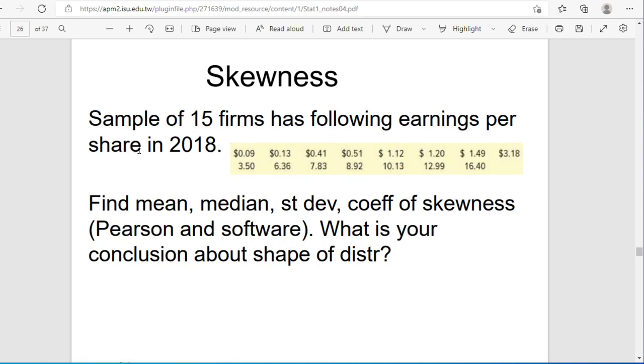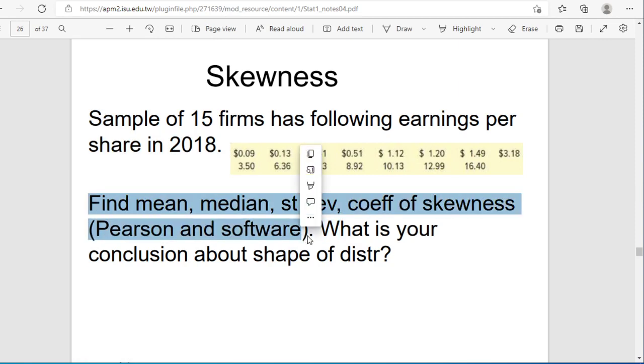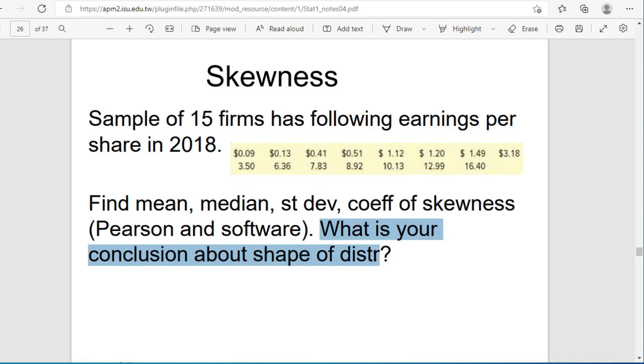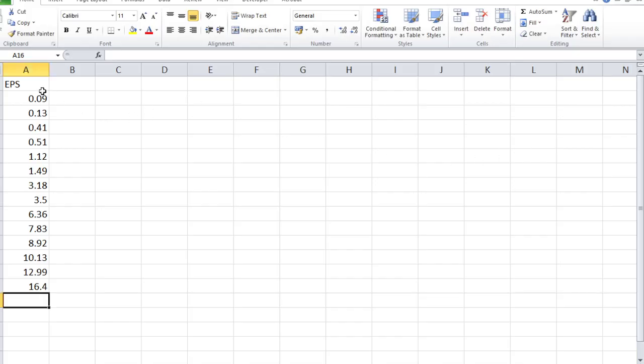Now let's have a look at this example. Say we have 15 observations and their earnings per share in 2018. Here are the observations. Let's find the mean, median, standard deviation, and let's calculate both the skewness coefficients, the Pearson and the software coefficient. And let's also try to see whether we have any skewness there. So what can we say about the shape of the distribution? So let's jump into Excel.